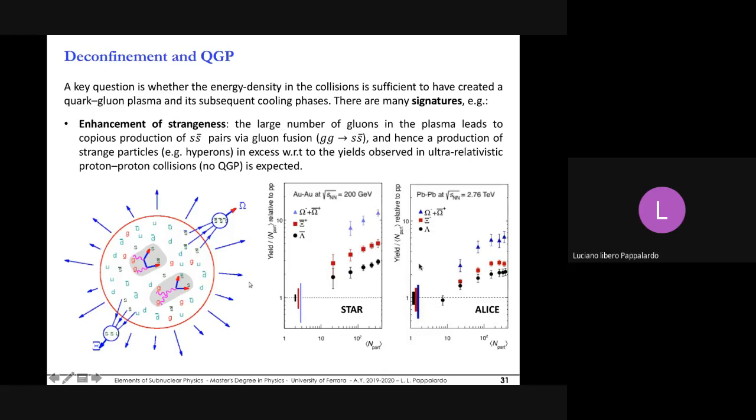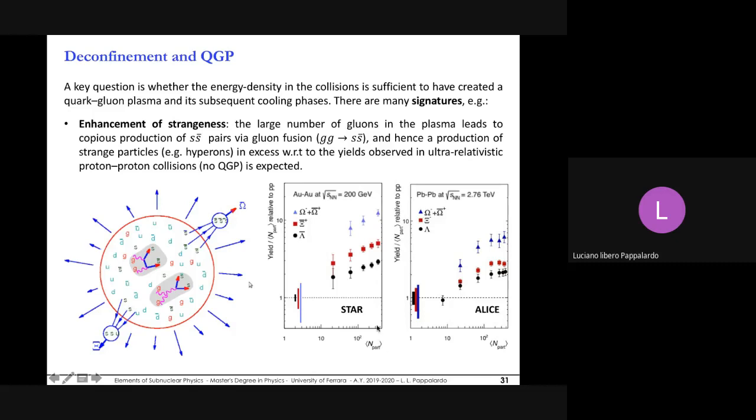And these are, in fact, the results. These are the results from the STAR experiment at RHIC and from the ALICE experiment at CERN, at the Large Hadron Collider. What you see here is essentially the increase of production of strange baryons, so of hyperons, as a function of the number of nucleons participating in the collision. Clearly, the more central the collision between the two colliding nuclei, the higher the number of nucleons participating in the collision. So the higher the multiplicity at the end.